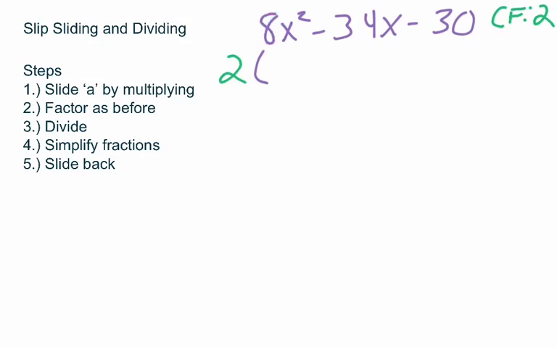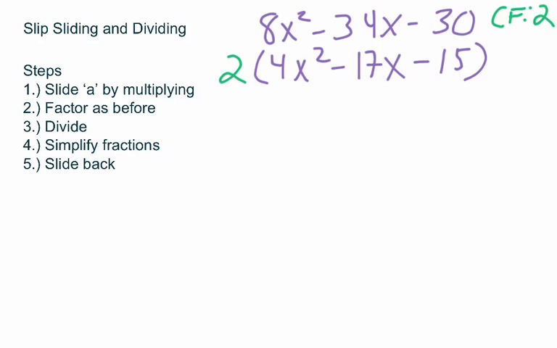I could say I have an 8, I factor out a 2, what am I left with? Or you could say 8 divided by 2 will leave you with a 4. 34 divided by 2 leaves me with a 17. And 30 divided by 2 leaves me with a 15. Because both division and factoring undo multiplication, what we're doing here is actually using division to get the factors.